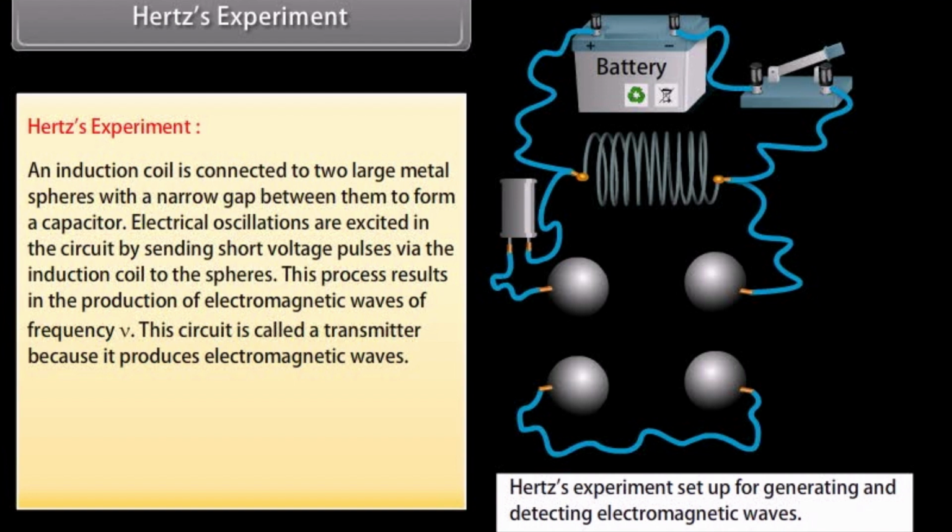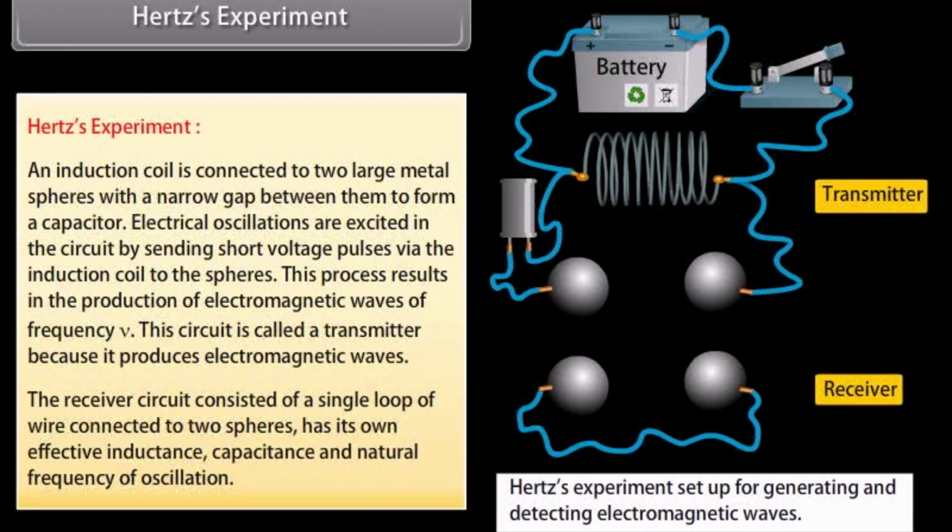This circuit is called a transmitter because it produces electromagnetic waves. The receiver circuit consisted of a single loop of wire connected to two spheres has its own effective inductance, capacitance and natural frequency of oscillation.